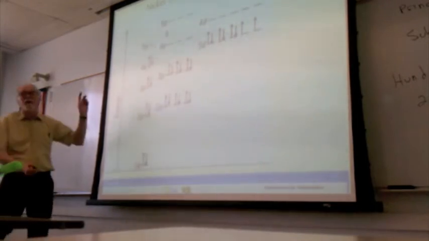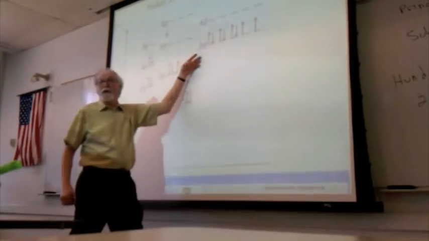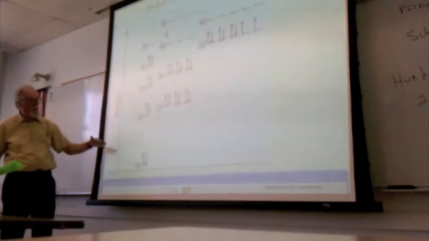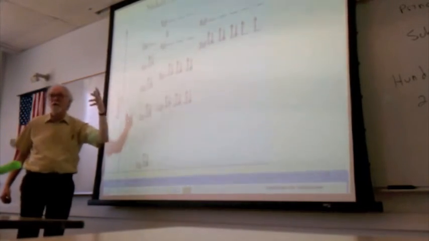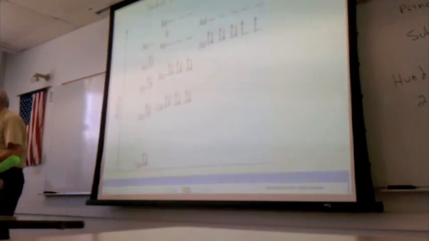Just locate it, figure out how many electrons, and then backfill. Starting with hydrogen, 1s, 2s. The same thing.